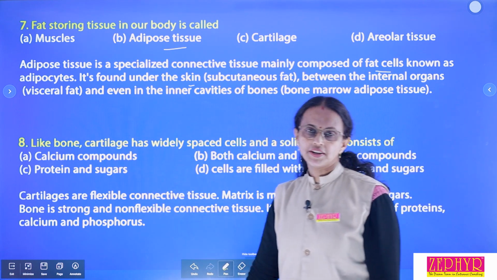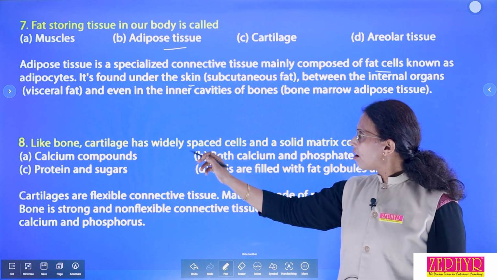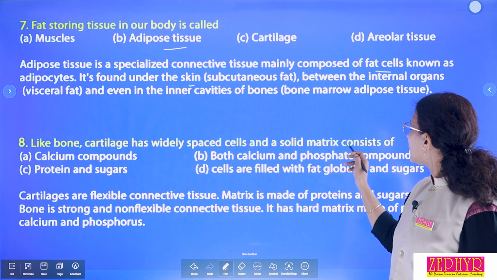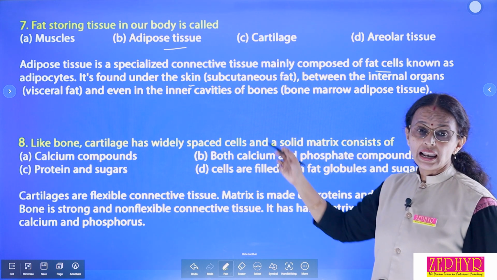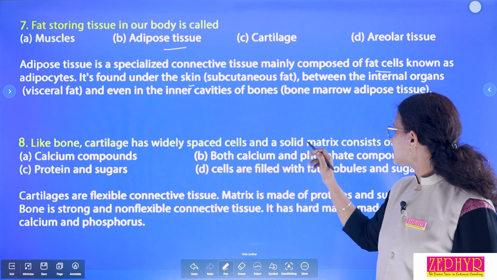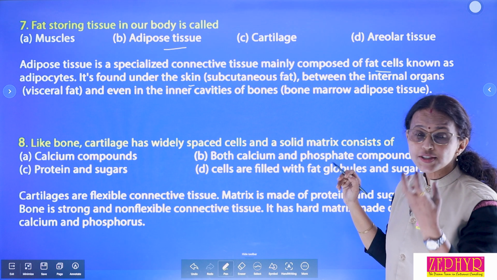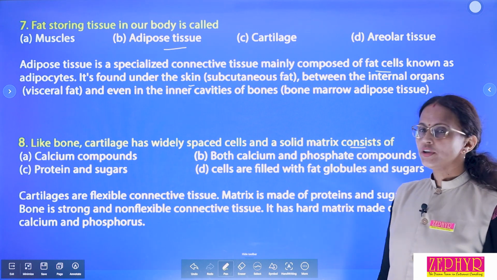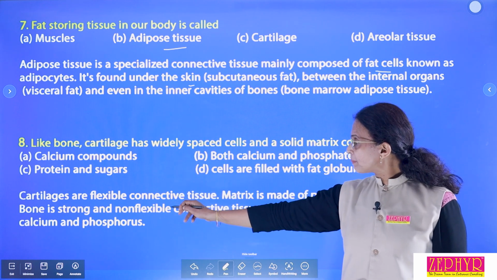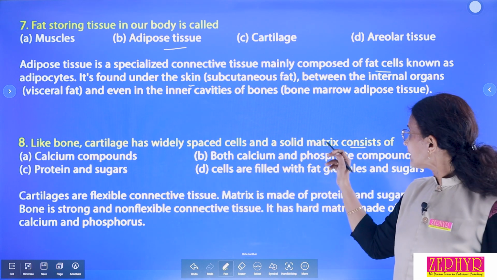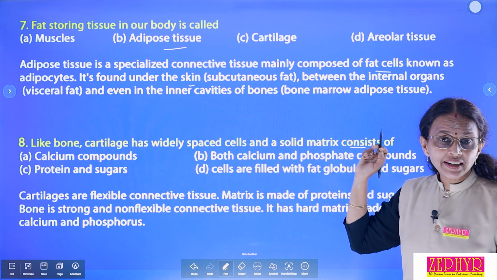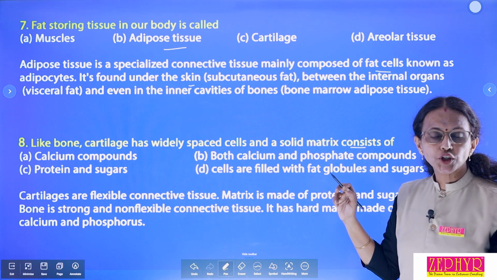Then question number 8. Like bone, cartilage has widely spaced cells and a solid matrix consists of what? You know that cartilage is a specialized tissue which is flexible connective tissue. The matrix is made up of proteins and sugar. Cartilage matrix is made up of protein and sugar.